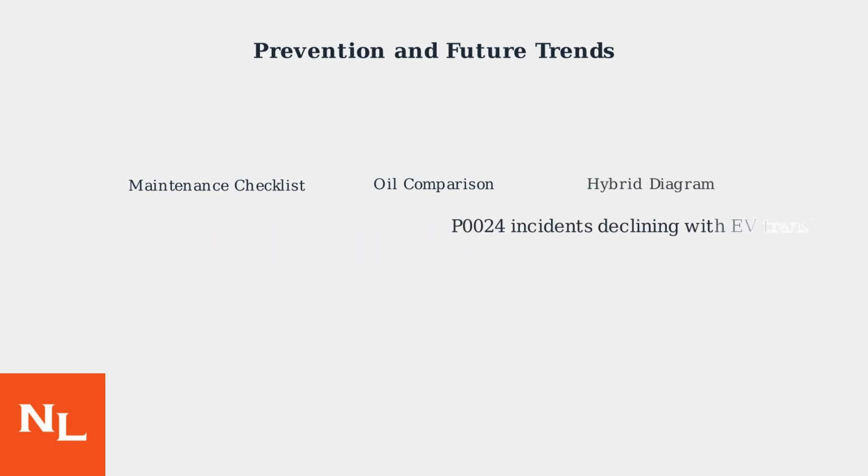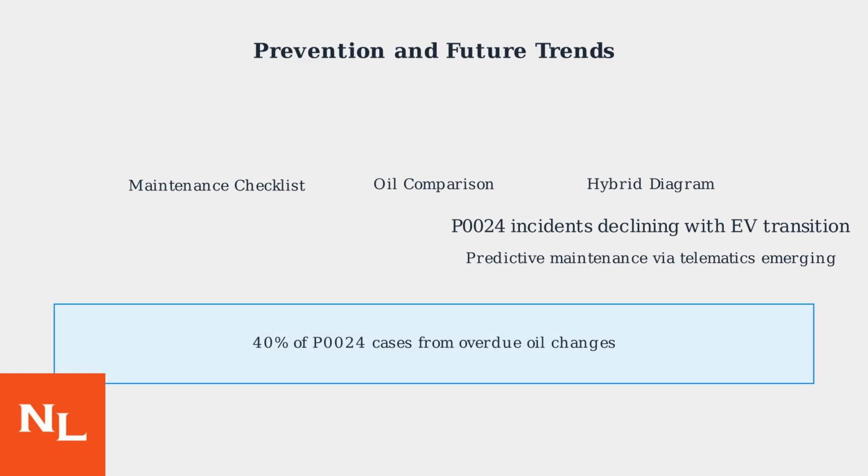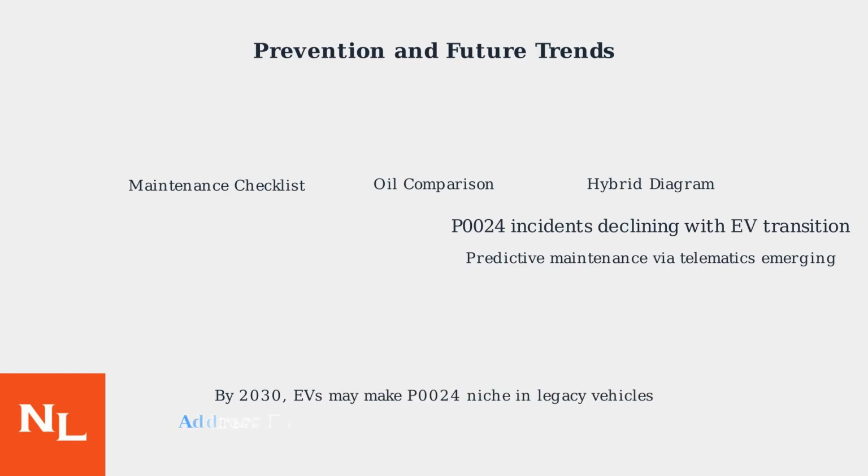Current trends show P0024 incidents declining as vehicles shift to hybrids and EVs. Predictive maintenance through telematics systems can predict timing issues before they fail. Statistics reveal that 40% of P0024 diagnoses stem from overdue oil changes, emphasizing the importance of regular maintenance. Looking ahead, as EV adoption reaches 40% globally by 2030, P0024 will become less common. However, addressing it promptly still prevents expensive repairs.